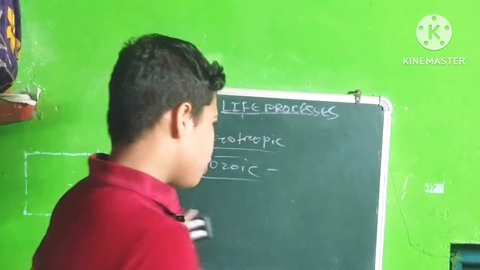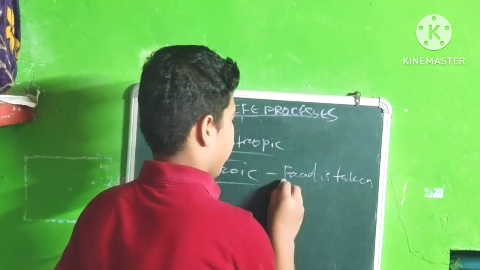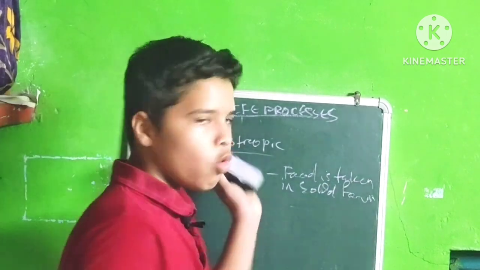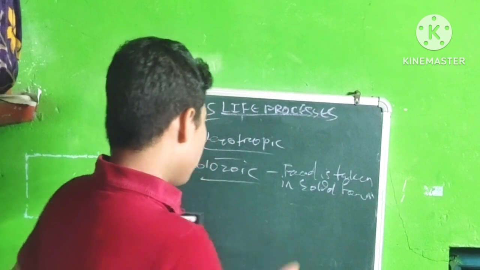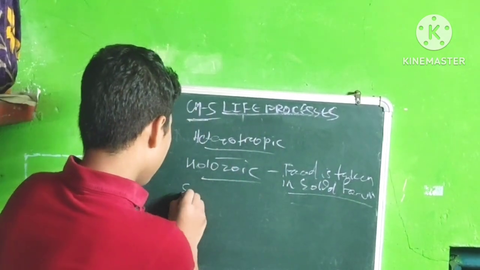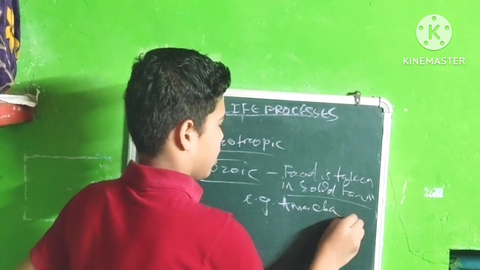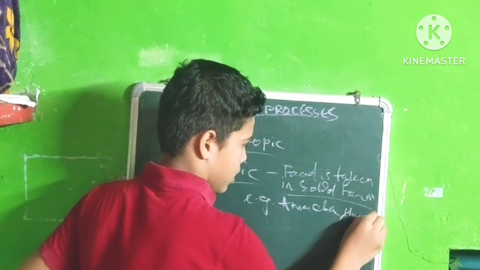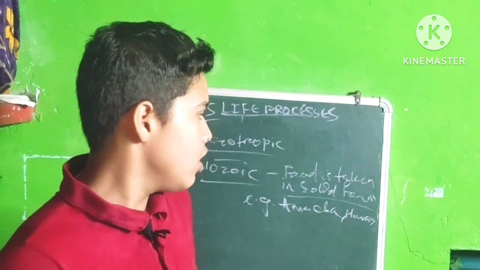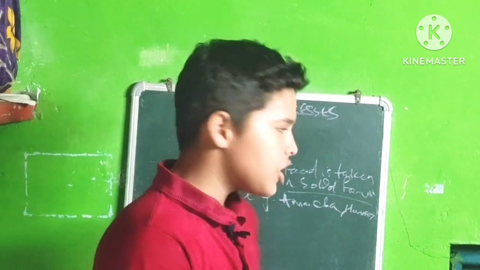Now the holozoic mode of nutrition is one in which food is taken in solid form. The examples we will take are amoeba and humans. These two are examples of the holozoic mode of nutrition, and we will deal with the nutrition of amoeba and humans in our next videos.